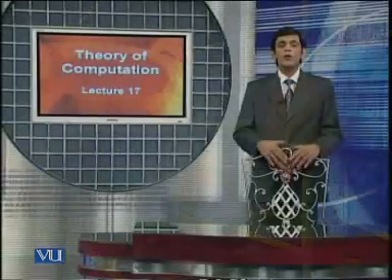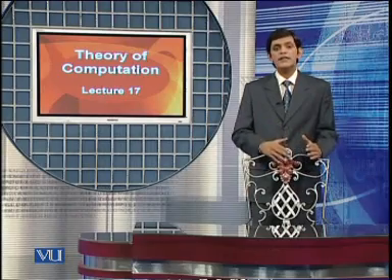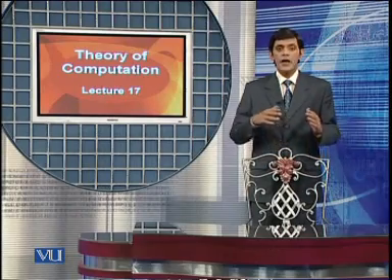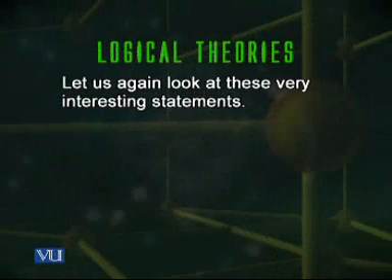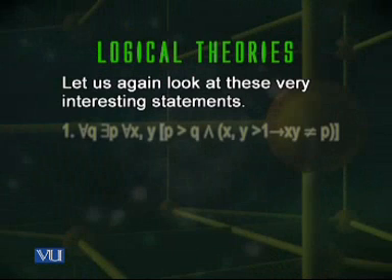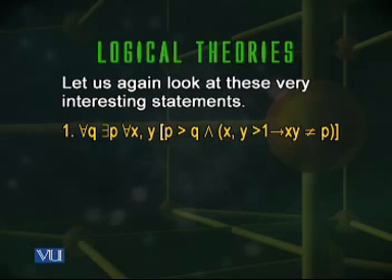Yesterday we looked at three statements that motivated our discussion of logic and models. Let's have a look at those statements once again. The first interesting statement was, if we read it the way it's written, it says for all q there exists p such that for all x, y, p is greater than q and x, y greater than 1 implies that x times y is not equal to p. If we read this statement in English, it simply says that there are infinitely many primes. This is a very interesting statement.